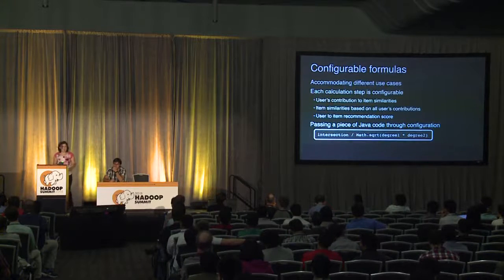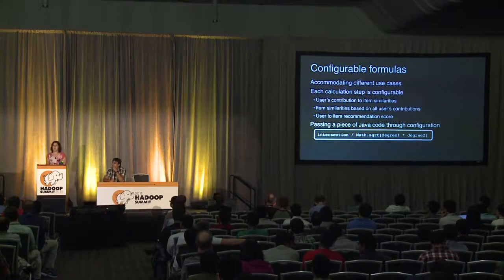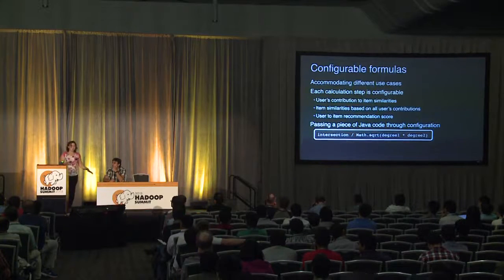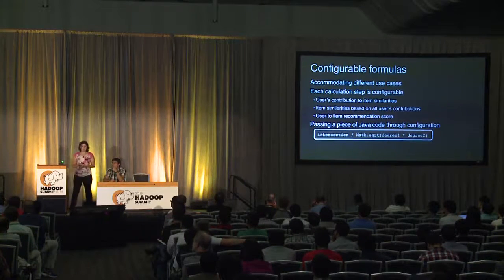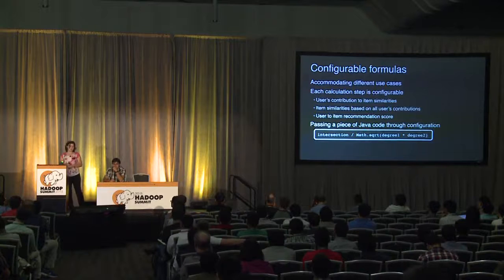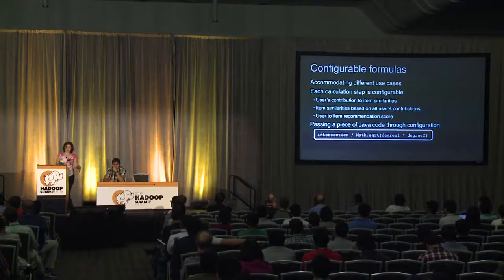And the way we implemented this is that a piece of Java code to be used for any of these formulas can be passed through Hadoop configuration, compiled at runtime to be used for the calculation. And this is just an example of how the item similarity formula could look like.